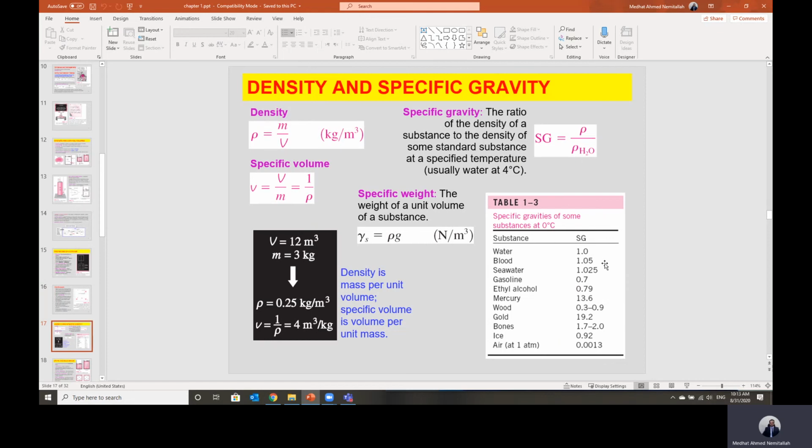Here in this table you can look at some values of specific gravity. If the matter is water, then it will be density of water over density of water, so the specific gravity will equal 1. For blood, as an example, it is about 1 point something. So if we have a volume of a system and mass of the system, then we can calculate the density, and the specific volume is 1 over density. Okay.